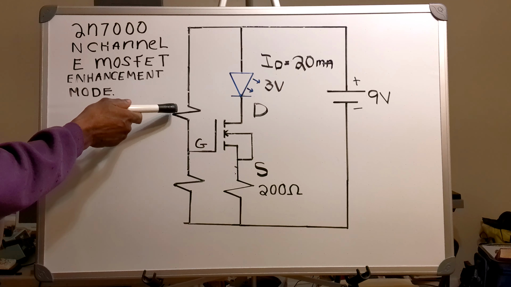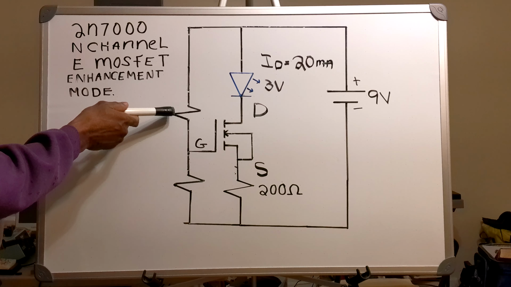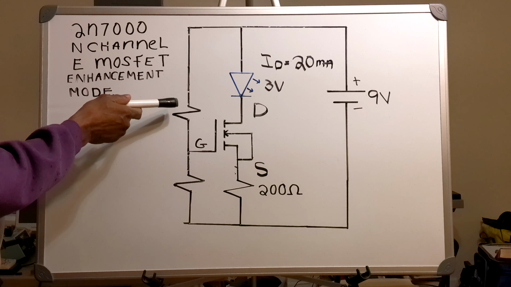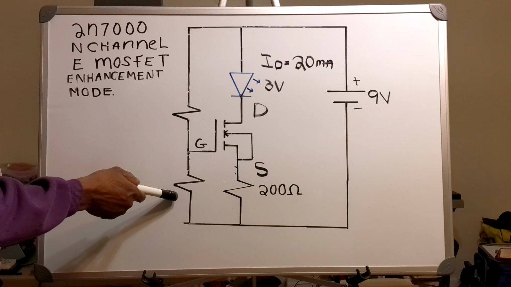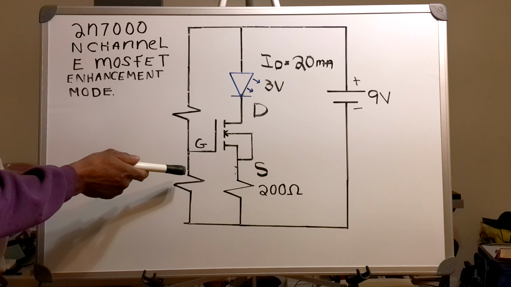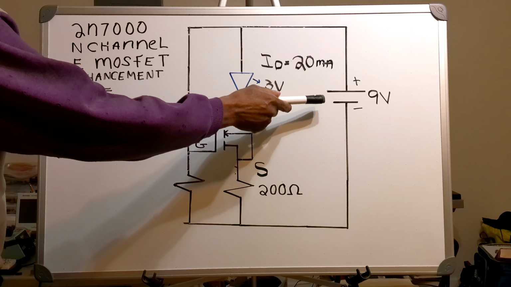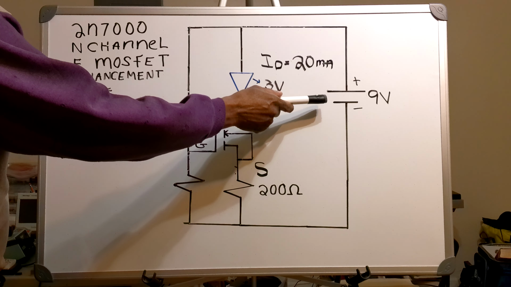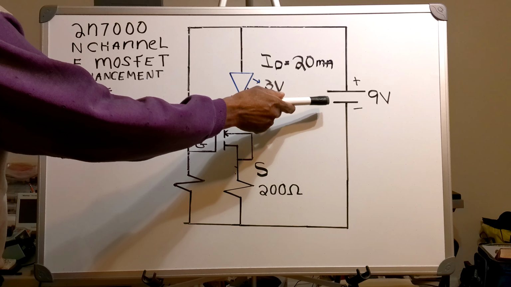Now at the back of the transistor, I've got a resistor here and a resistor here. These two resistors are creating a voltage divider across my 9-volt source.